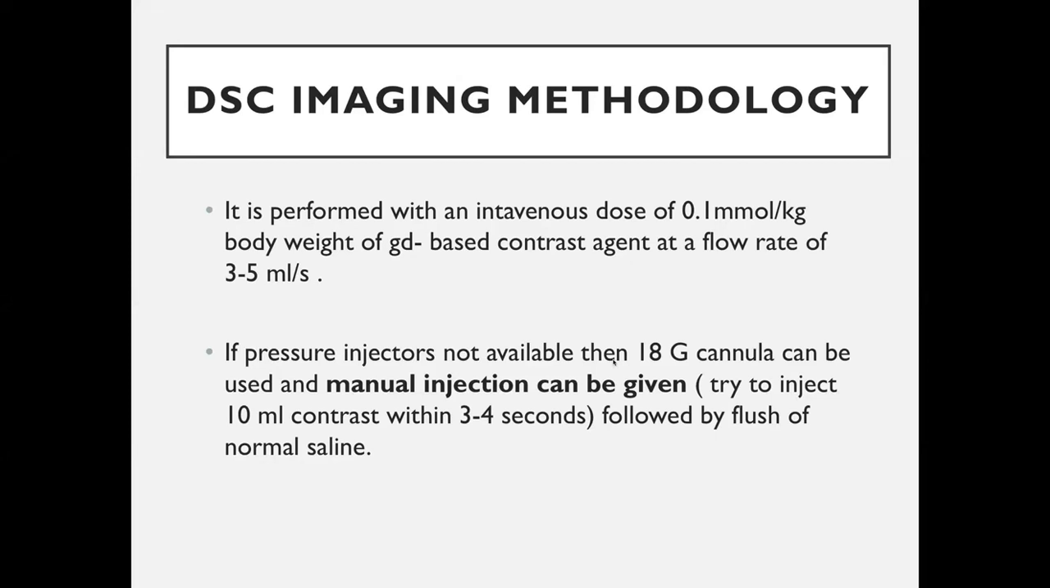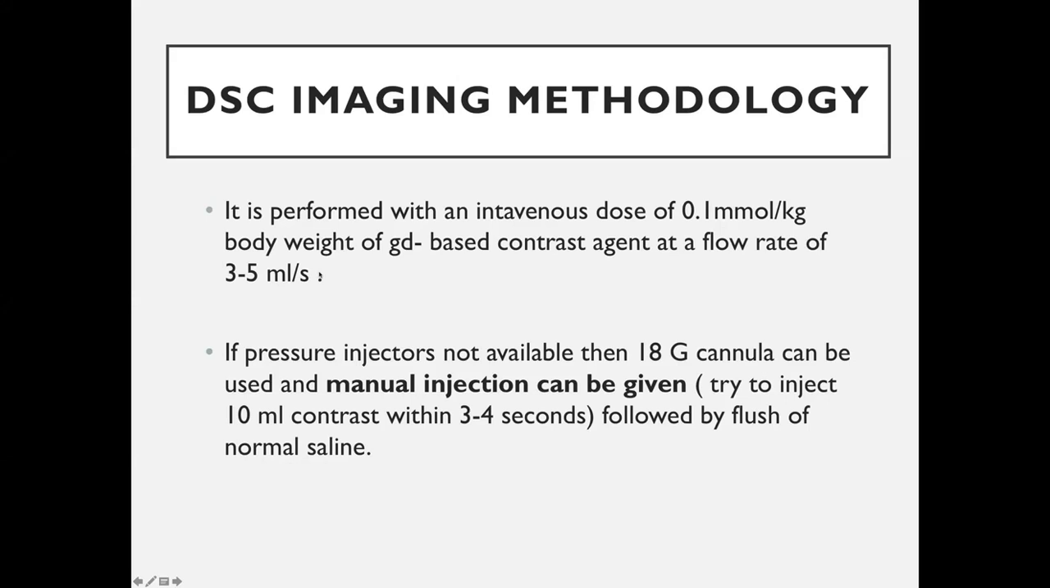Now let's come to the most important part. How do we do it? It is very easy if you have an injector at your disposal, but due to limitation of resources, everybody doesn't have an injector. If you have an injector, you just give 0.1 millimole per kg of contrast agent. You should have a flow rate of 3 to 5 ml per second, and you get beautiful studies.